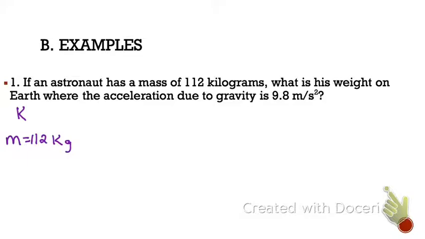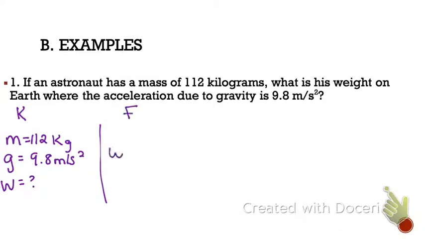Like I said, on Earth, anytime you drop an object, it accelerates at that exact same rate. It fluctuates very, very little, but overall, it's a constant here on Earth. So I can go ahead and substitute that in for my G. That leaves me with what am I solving for, which is his weight. So we're using our formula that weight is equal to mass times gravity. I can go ahead and plug in.